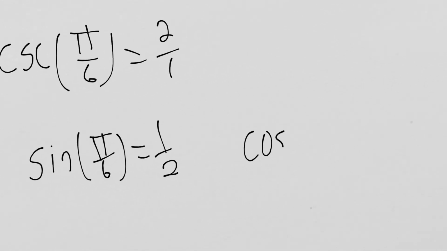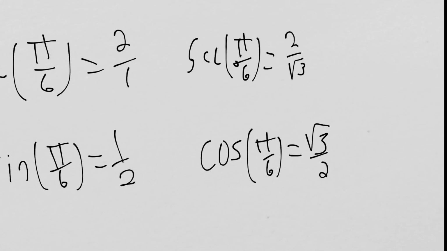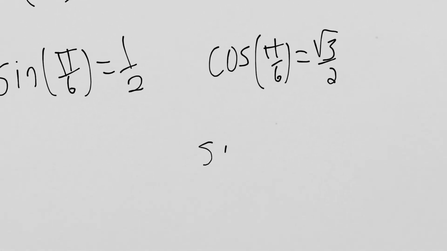If cosine of pi over 6 is square root 3 over 2, then secant pi over 6 is going to be 2 over root 3, which if we get the radical out of the denominator, we get 2 root 3 over 3, right?